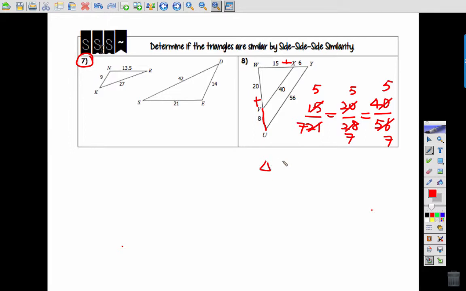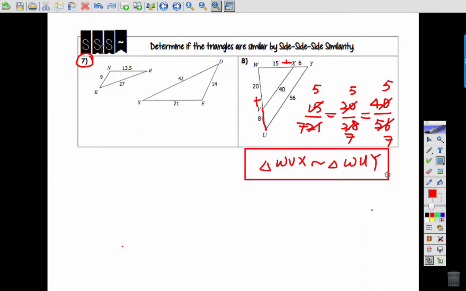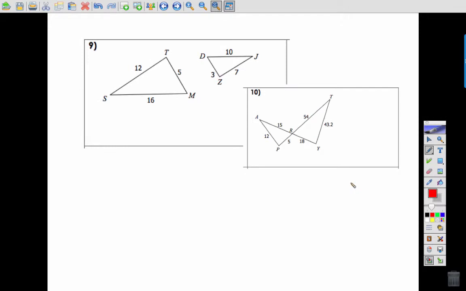So again, be careful with your sequence. Triangle WVX is not congruent, is similar to triangle WUY. Okay, so that is my similarity statement. And if you want to add to it, you can spell it out by saying by SSS Similarity Theorem. I will leave you to do 9, and I'll do number 10.